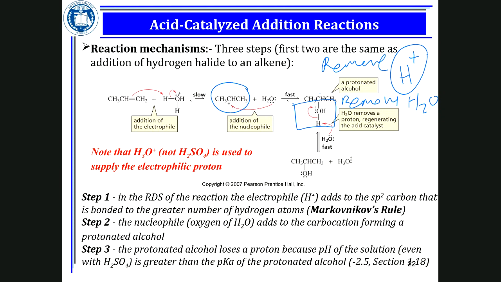In order to go from this intermediate to product, we can remove the H plus. You take one of the hydrogens with the plus charge, and you end up with product. So you have to remove H plus. In this case, the addition is Markovnikov addition.